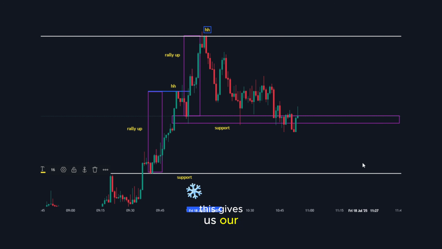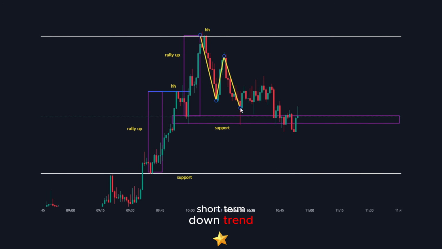This gives us our uptrend, then having our pullback, short-term downtrend to the downside against the current trend.